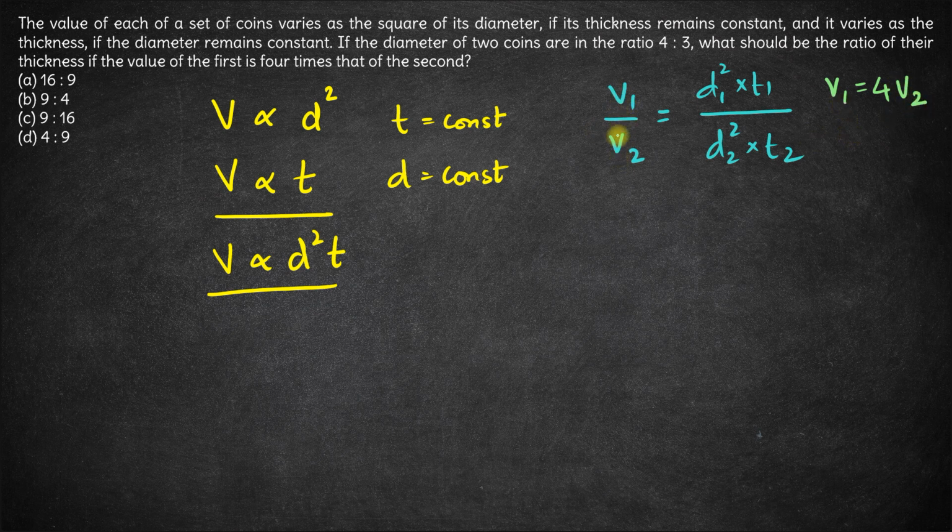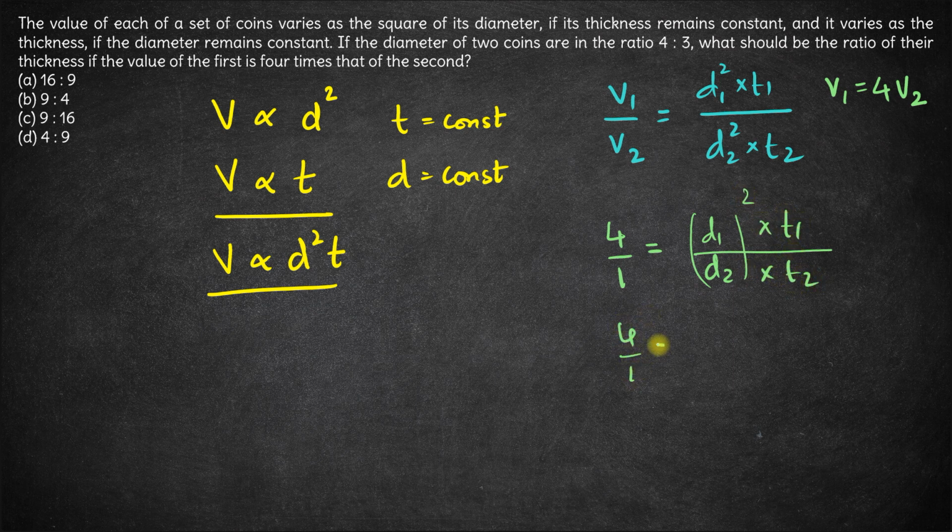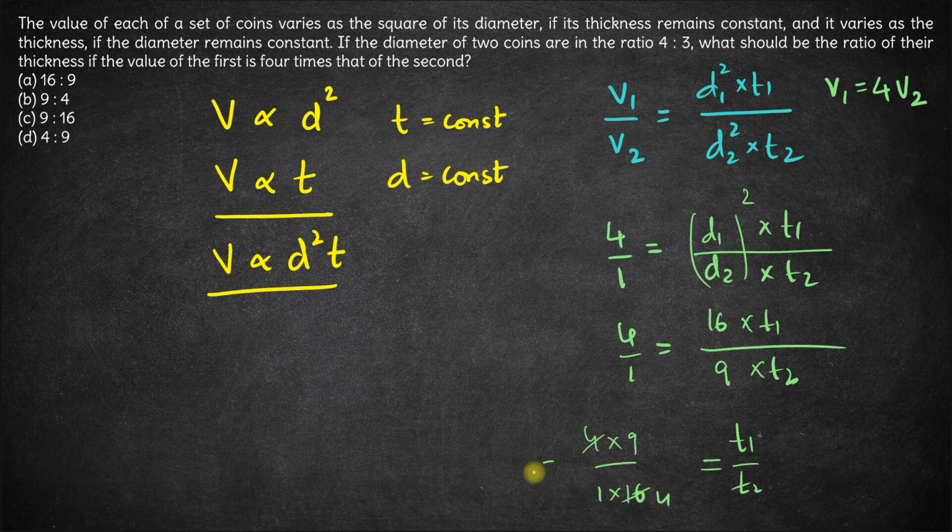So value of first is 4 times the value of second, that is given. So we have v1 upon v2 is effectively 4 upon 1. This is equal to d1 upon d2 whole square into t1 upon t2. And we are also given that the ratio of their diameters is 4 is to 3. So 4 is to 3 whole square is effectively 16 is to 9 into t1 upon t2. So from here, t1 upon t2 will effectively be 4 into 9 upon 1 into 16. 16 goes by 4, 4 times. So this comes out to be 9 is to 4. So the ratio of their thickness comes out to be 9 is to 4. Option B is the right answer here.